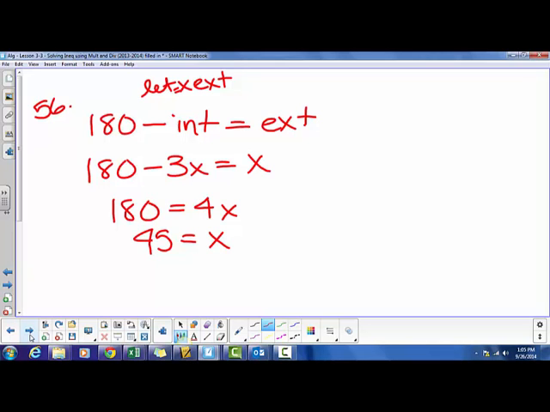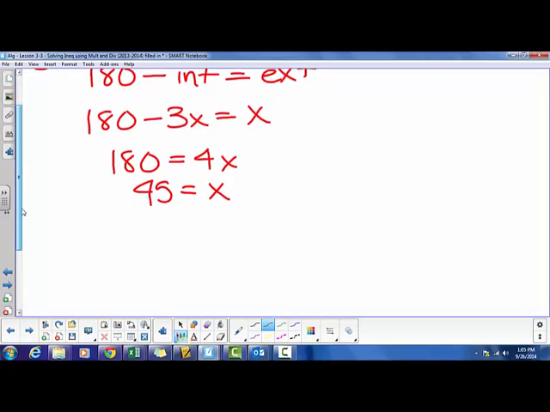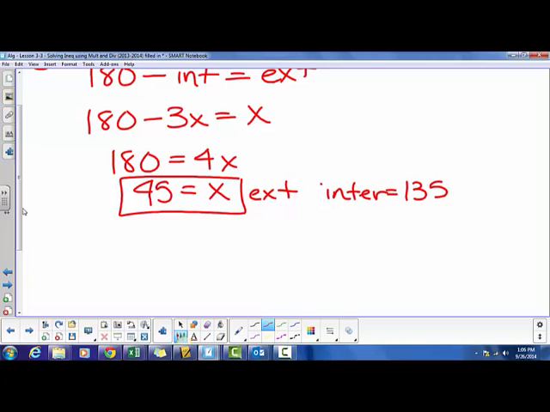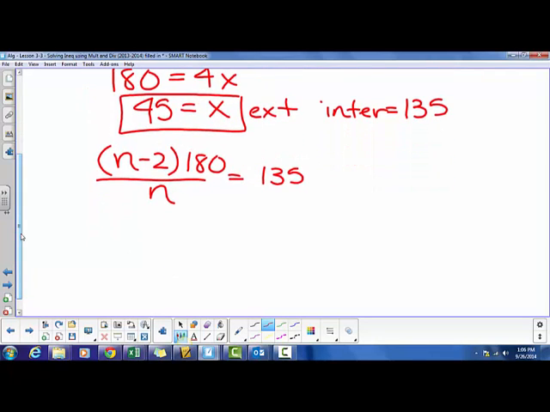All right, so the question is, what is the name of the polygon? So I have to figure out the number of sides. That's really what I have to figure out, the number of sides. So if this is the exterior angle, I know that the interior angle is 3 times this, or 135. Okay? So I'm going to use the formula n minus 2 times 180 divided by n equals 135. Multiply both sides by n, so n minus 2 times 180 equals 135n.